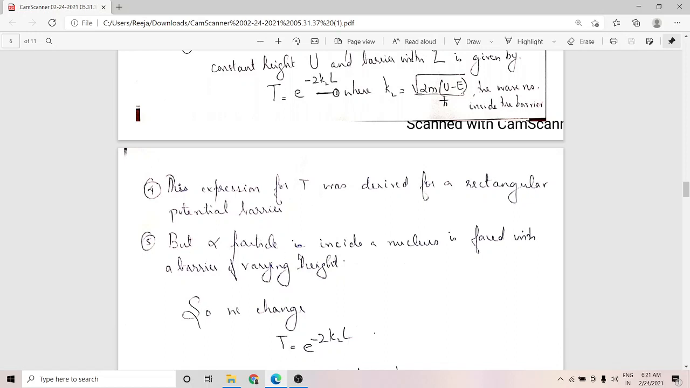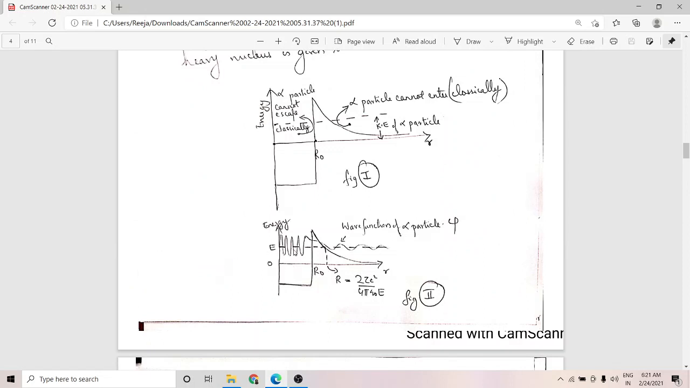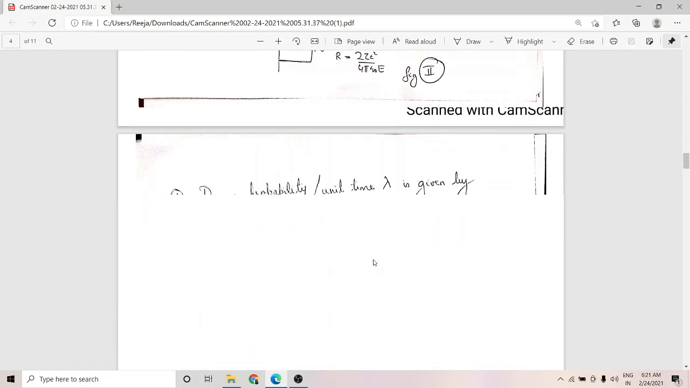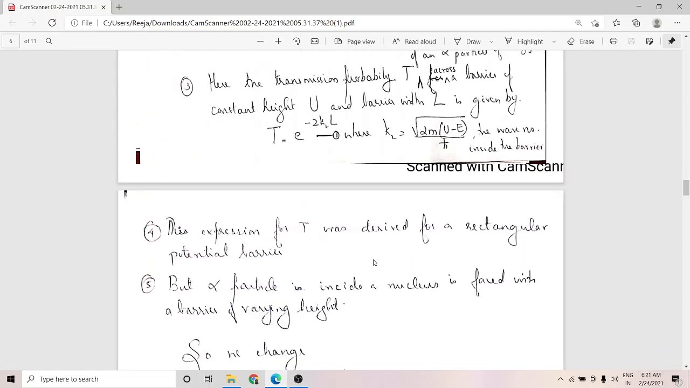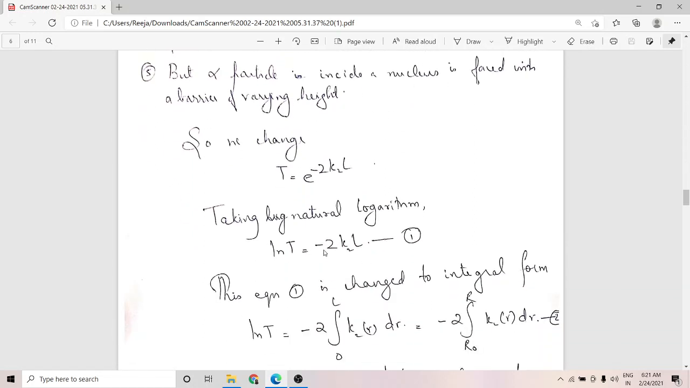But here the alpha particle inside the nucleus is faced with a barrier of varying height. Usually a rectangular potential barrier should be like this, there must be a rectangle. But here instead of that, a varying potential barrier is there, not a rectangular one. So the equation for transmission probability needs to be modified. T is the transmission probability for a rectangular barrier, so T is equal to e raised to minus 2k2L. Taking the log, ln T is equal to minus 2k2L.